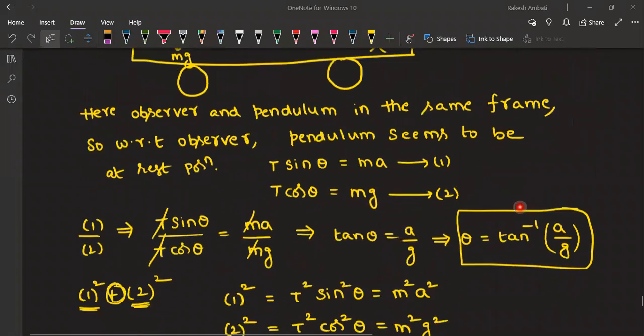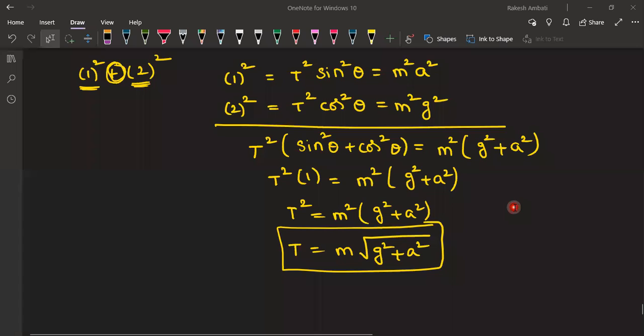Okay, we require just one more lecture, then this whole NLM laws of motion will be completed. We are left with only wedge constraint. In wedge constraint, we have roughly 10 questions. If we do those 10 questions, then the whole laws of motion will be done.